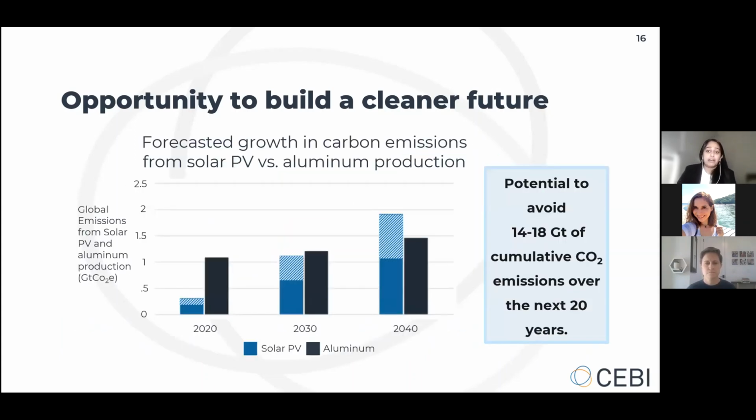And if we look back at our graph from earlier in our presentation, you can see that if we continue with our business as usual approach, solar PV production could contribute almost 2 gigatons annually by 2040. However, if we use clean energy to make solar PV, we could curb these forecasts and potentially avoid 14 to 18 gigatons of cumulative CO2 emissions over the next 20 years. So this is really a huge opportunity that we really can't afford to miss.